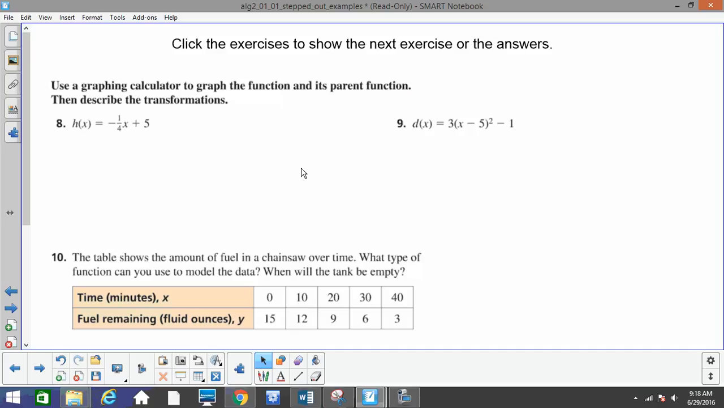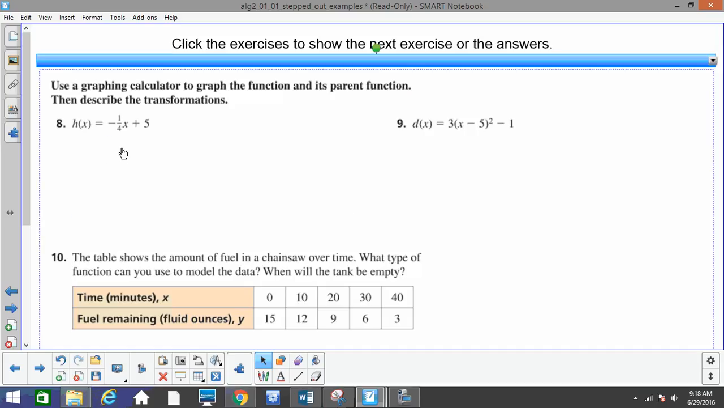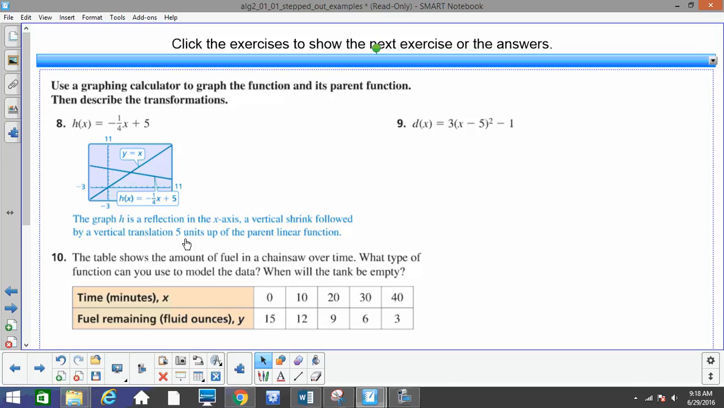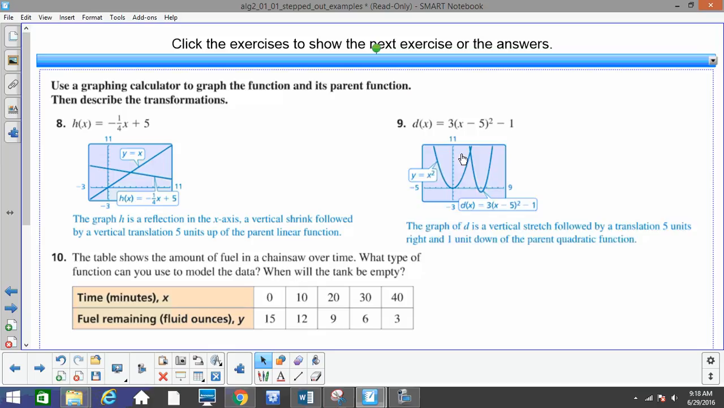Again, these say graphing calculator. I would probably go ahead and use Desmos. That first one is going to be a linear function. It's a reflection, and your slope is going to be negative 1/4. Here, it's going to be a vertical stretch. Right 5, down 1.